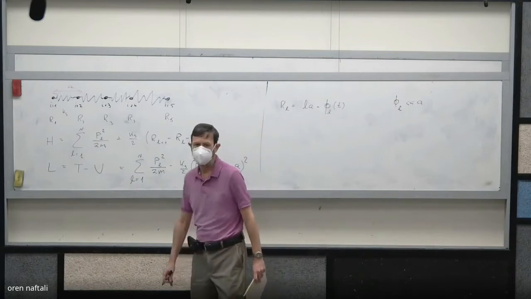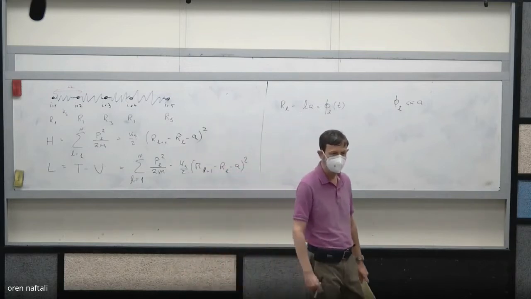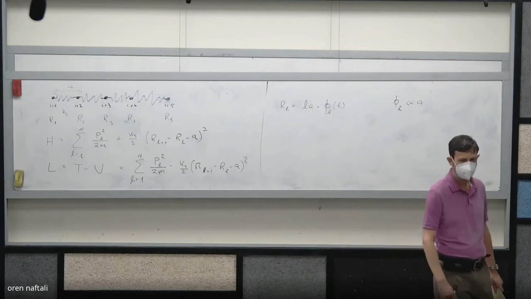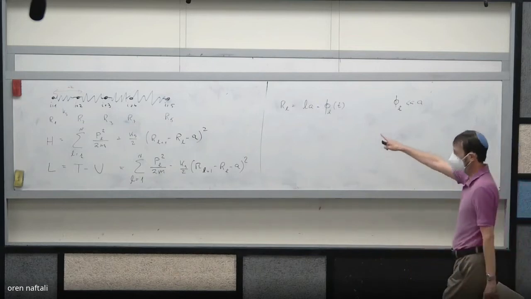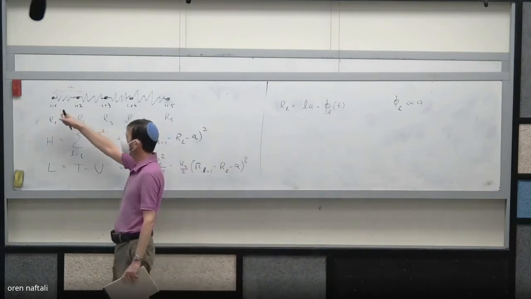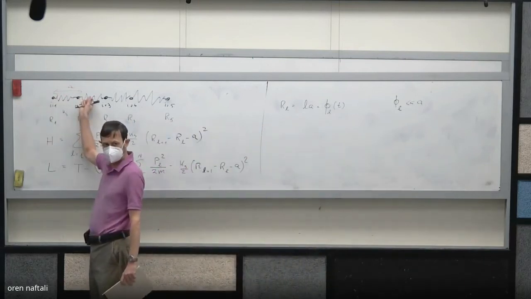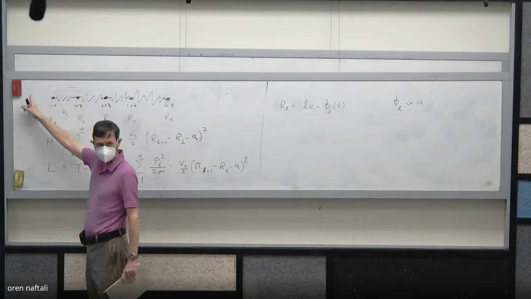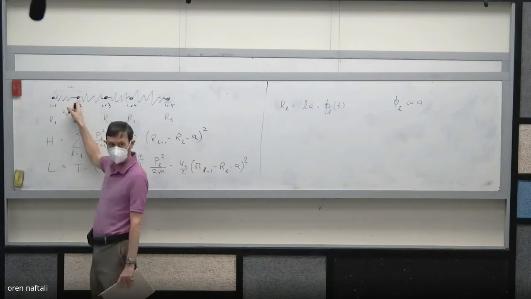Okay. Yes, please. Can you please explain again the RL? Let's. Okay. Where is the second mass? If I measure from the beginning, A plus A, 2A, right?